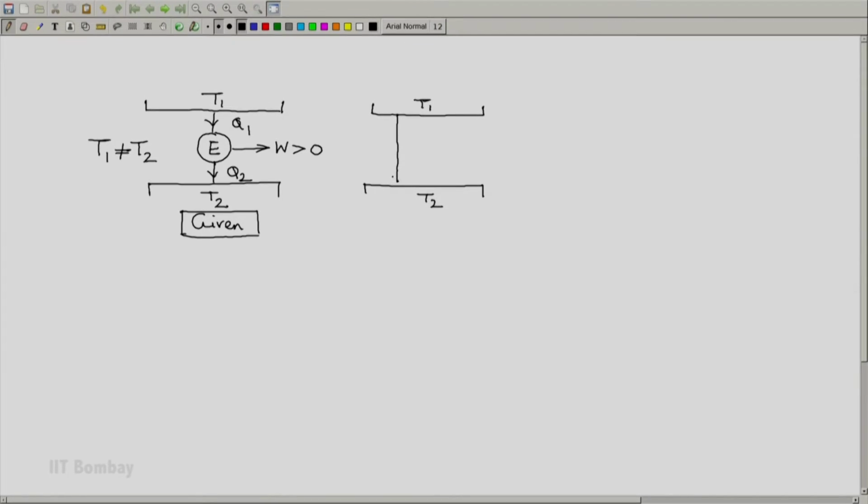There are two possibilities. Heat will flow from T1 to T2. Let us say this is possibility A. Let us say this is some QA. Another possibility is B, and heat QB may flow from T2 to T1. Which one is possible and which one is not possible?